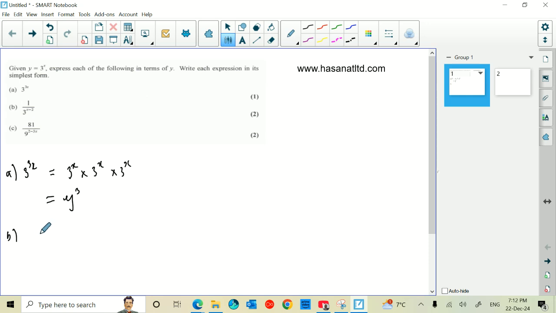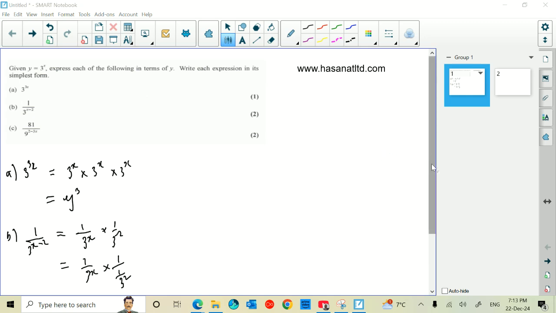Part B, for 2 marks, I've got to rewrite y over 3 to the x minus 2. Well, that's going to give me 1 over 3 to the x, and then multiplied by 1 over 3 to the negative 2. And 3 to the negative 2, that's the same as saying 1 over 3 to the x multiplied by 1 divided by 1 over 3 squared.